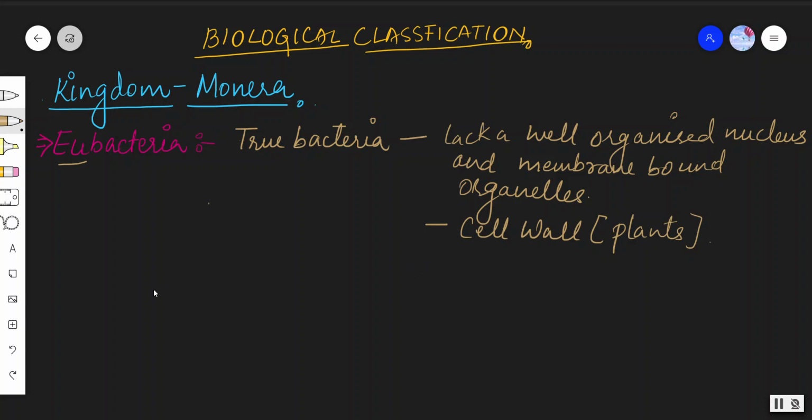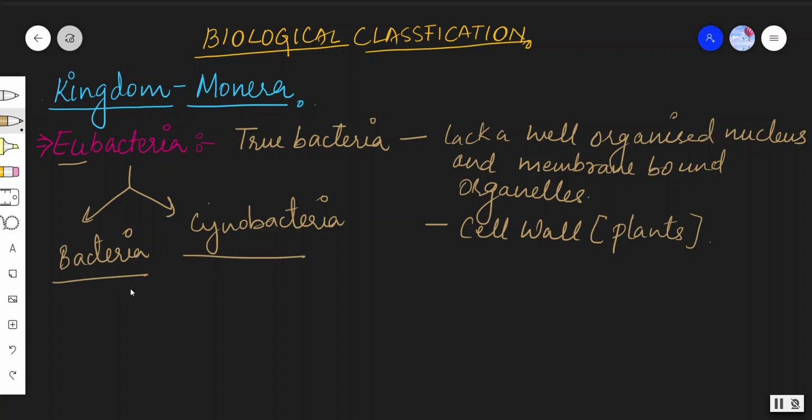And as I have already mentioned, Eubacteria is divided into two, that is bacteria and cyanobacteria. Okay, we are going to discuss these two a little bit in detail. We are going to discuss the structure of bacteria, as well as its mode of respiration, nutrition, reproduction, economic importance. We are going to take up all.